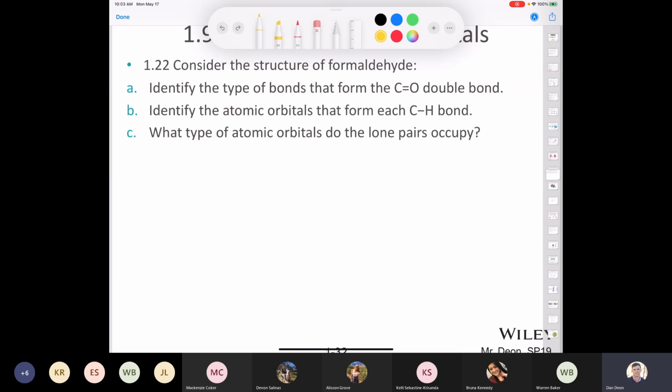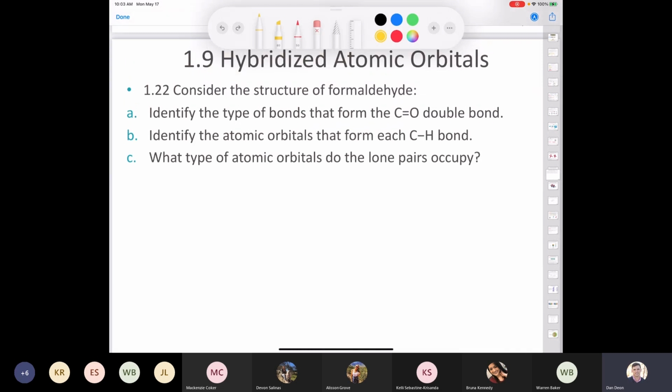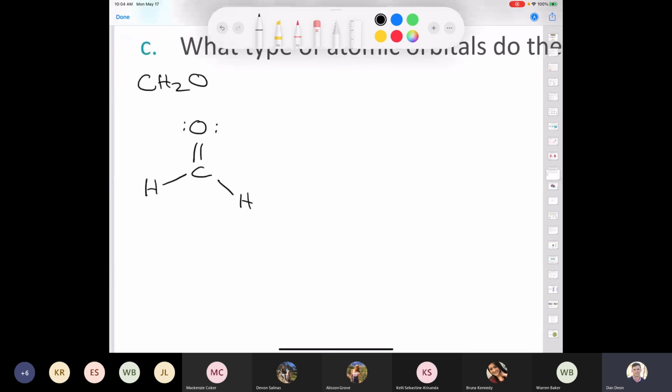So we'll start by drawing the formaldehyde molecule, which is this. That's the molecular formula for formaldehyde. So we have the hydrogen bound to carbon, and we have the double bond to oxygen, and the oxygen has 2 bonds and 2 lone pairs. So there's my formaldehyde molecule. Now, if I just zoom in on it, the first question was, what are the types of bonds?